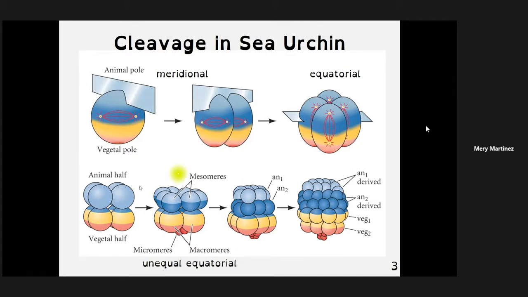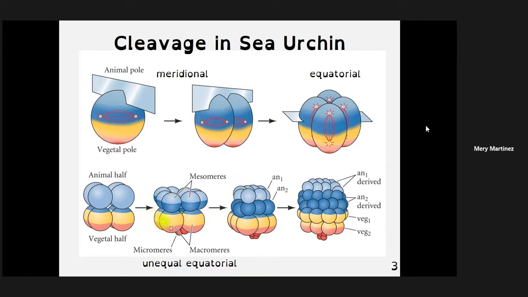The fourth cleavage, the one in here: the 4 cells of the animal hemisphere divide into 8 blastomeres. Okay, so we have 1, 2, 3, 4, the 4 that are from the third cleavage, and they divide into double, so 8 at the end. Okay, and each has about the same volume. These cells are called mesomeres.